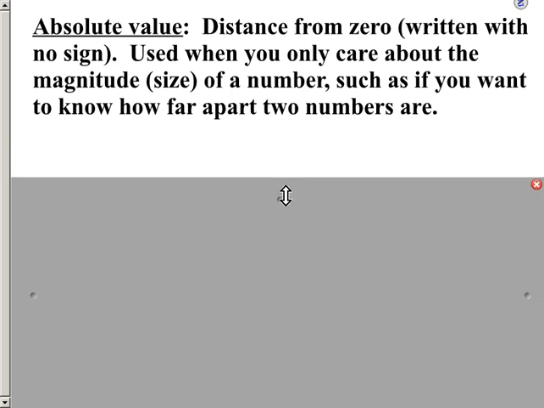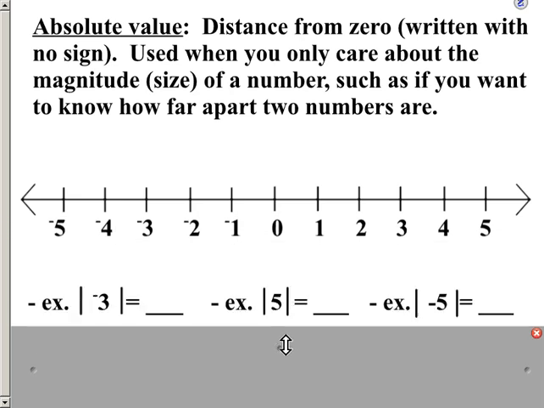So, for example, first of all, we need to know that those parallel lines are the absolute value signs. So when you see those parallel lines with the -3 in the middle, what that's really saying is, what is the absolute value of -3? Or in other words, how far is -3 from 0? So for example, here's 0, here's -3. How far is -3 from 0? It's 3 away from 0.